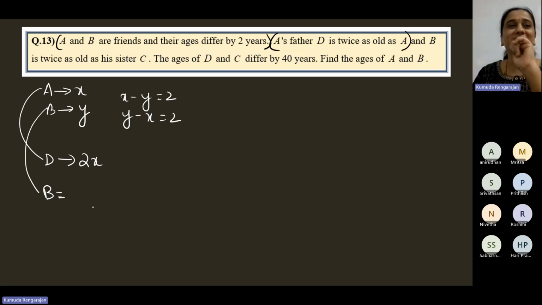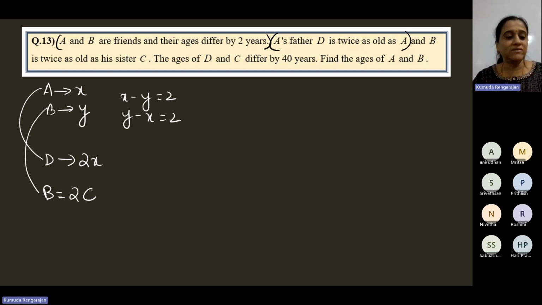So there are 4 characters in this question. B is twice as old as his sister C. Let's just take that letter C for now. We don't want many variables. We want to finish off all the equations only with these 2 variables X and Y.